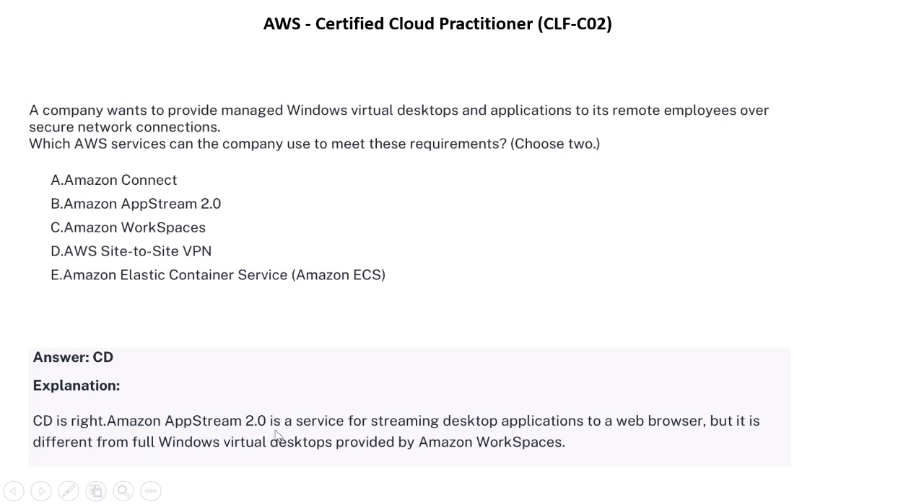Amazon AppStream 2.0 is a service for streaming desktop applications to a web browser, but it is different from full Windows virtual desktops provided by Amazon WorkSpaces.